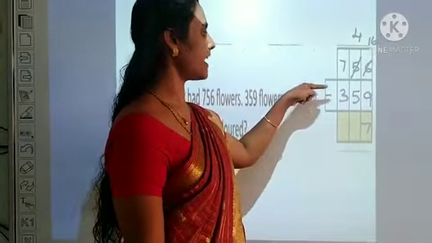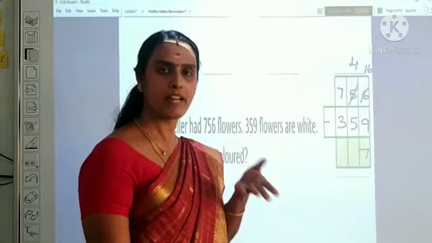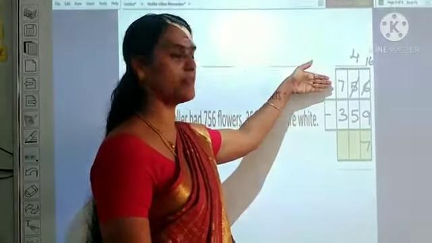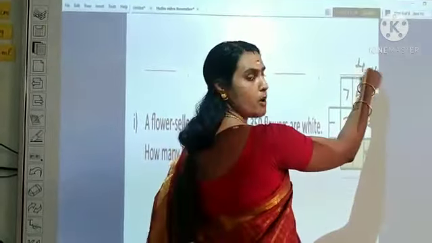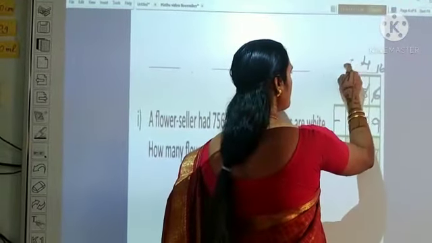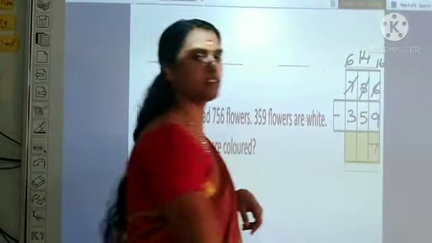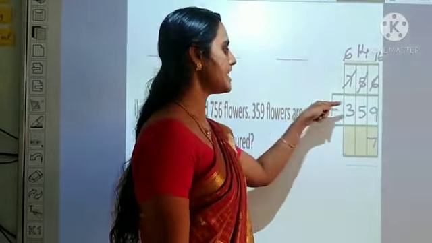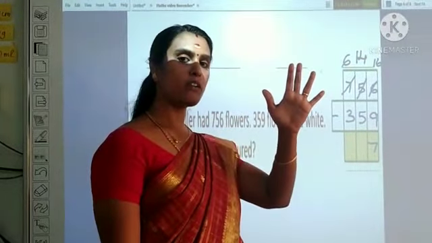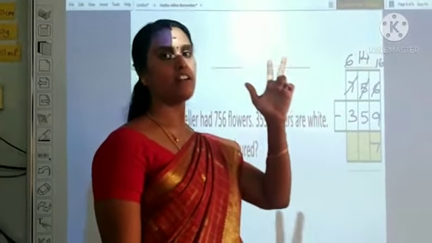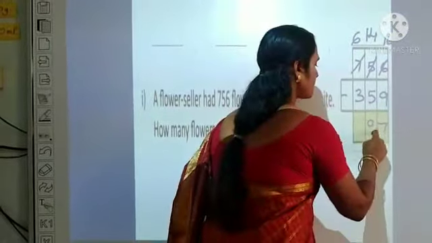Next, 4 minus 5. Can you take away 5 from 4? No. We cannot subtract 5 from 4. So you must borrow from the next number. Here the next number is 7. So we borrow from 7. What happens to 7? It will become 6. And what happens to the 4? The 4 will become 14. Okay? Now 14 minus 5. Keep 14 in your mind. Take 5 fingers. Count backward. 13, 12, 11, 10, 9. What is the answer? 9.